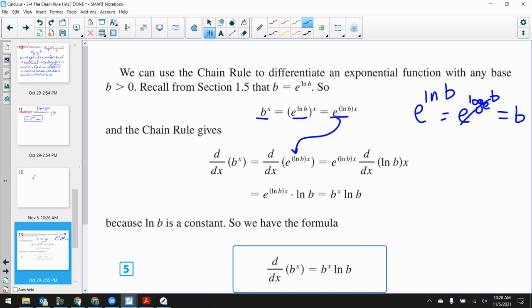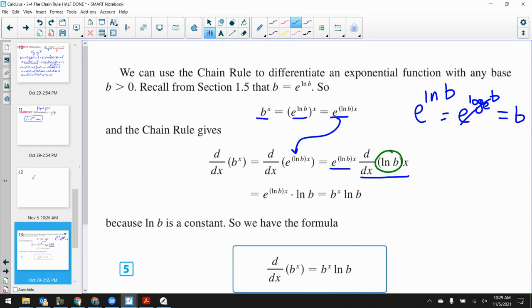Now, because I have to use chain rule, I'm going to find the derivative of e first. Well, we just saw that it's the exact same thing. The derivative of e to the ln of b times x is e to the ln of b times x, times the derivative of the stuff up in the exponent. So what is that? Isn't ln of b just a number in the end? If I say my base is 2, I would be just saying ln of 2. Isn't ln of 2 just a value, just a constant?